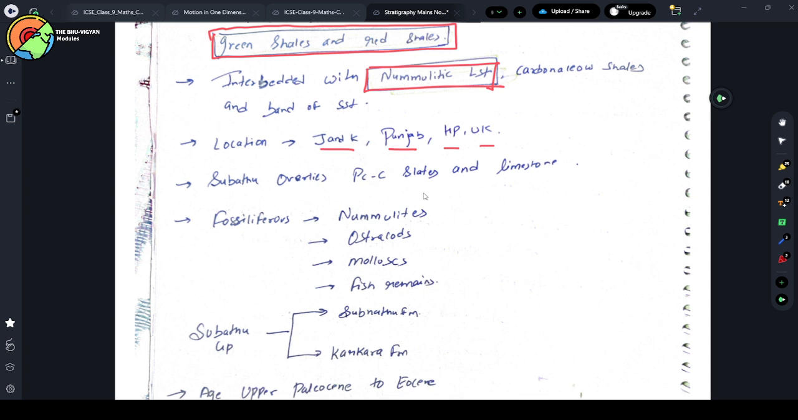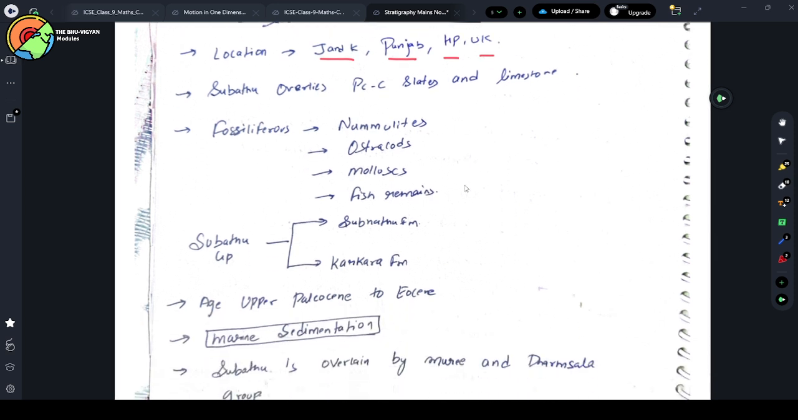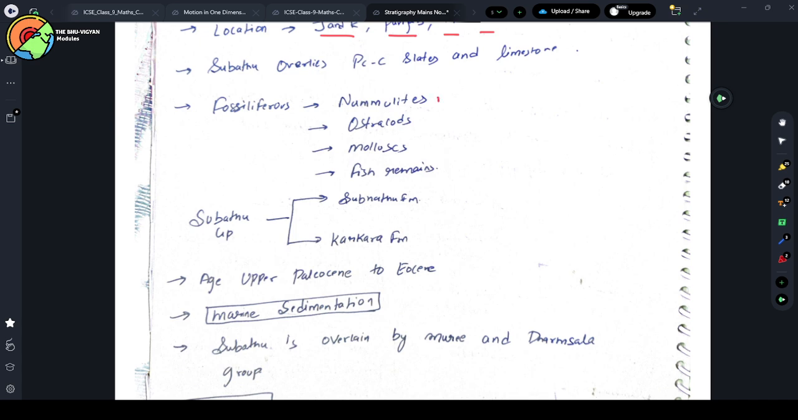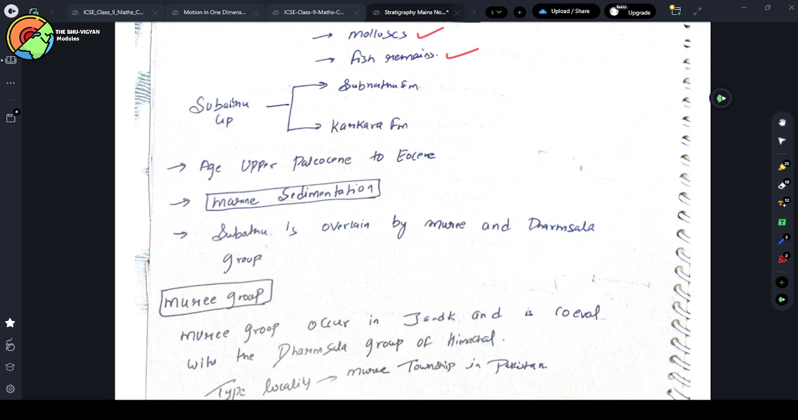Now Subathu overlies PCC slates and limestone. This is again important: Subathu overlies PCC slates and limestone. What are the fossils present here? We have nummulites, ostracods, mollusks, and fish remains. The Subathu group is divided into two formations, Kakara formation and Subathu formation. If we talk about age, its age is upper Paleocene to Eocene. This is the age of it.